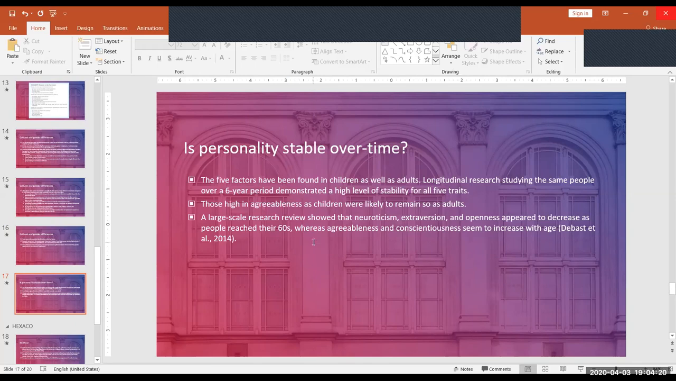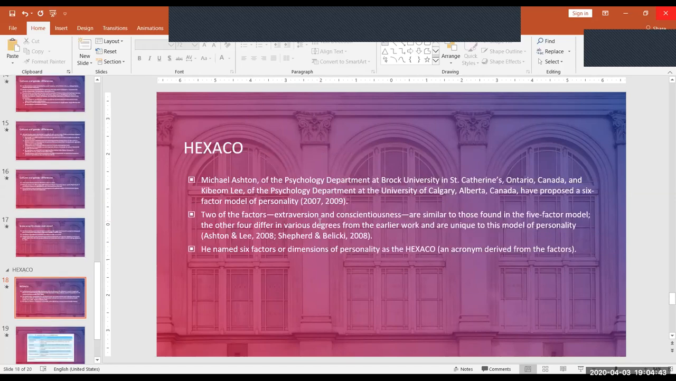And also a large-scale study says that neuroticism, extraversion, and openness, those three dimensions, show a trend of decreasing when you reach your 60s, while agreeableness and conscientiousness rise higher in that period of time, which makes sense, I would say.